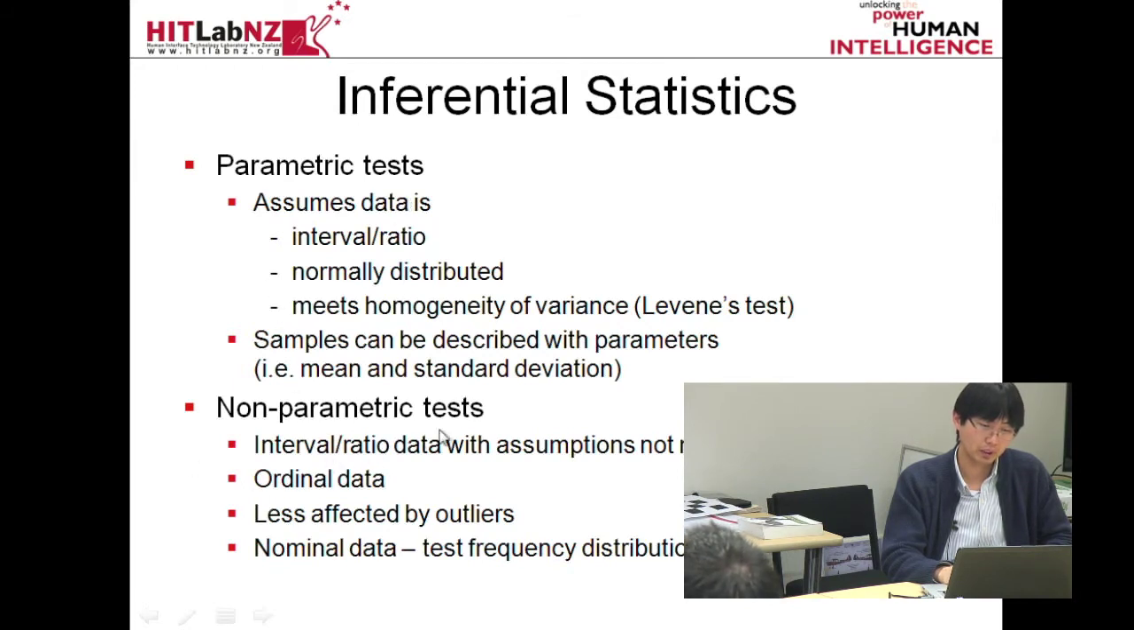The non-parametric test, again, is not assuming these. So basically, you can apply it to data sets that are not interval ratio data, such as ordinal data or nominal data. And it also doesn't require the assumption of normal distribution. So if you plot your data set and it turns out it's not normally distributed, although it's interval ratio, you can fall back into a non-parametric test that is equivalent to the parametric test.